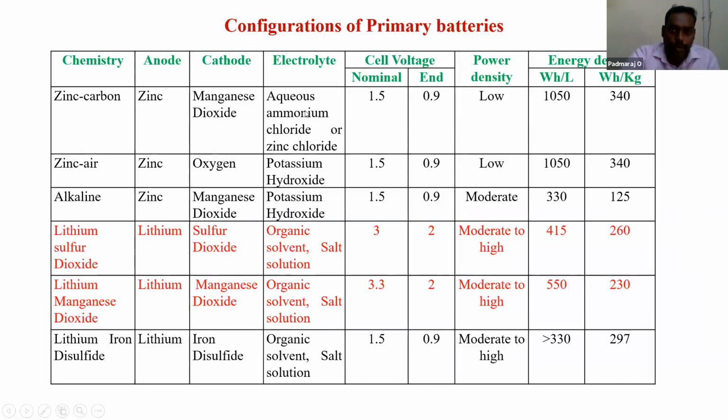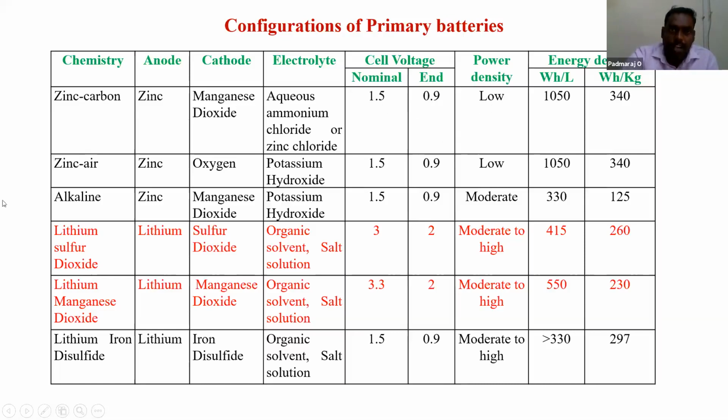Anode, cathode, and electrolyte. What is the cell voltage of the zinc carbon? 1.5 is the nominal and the end is 0.9, sorry, 0.9. That is the lower cutoff voltage. This is the higher cutoff: maximum 1.5, lower cutoff voltage is 0.9. Okay, power density is low.